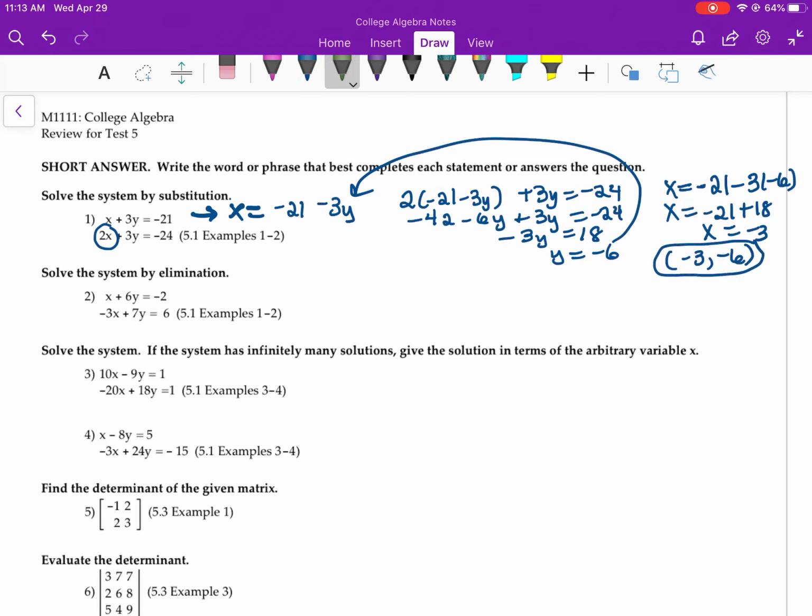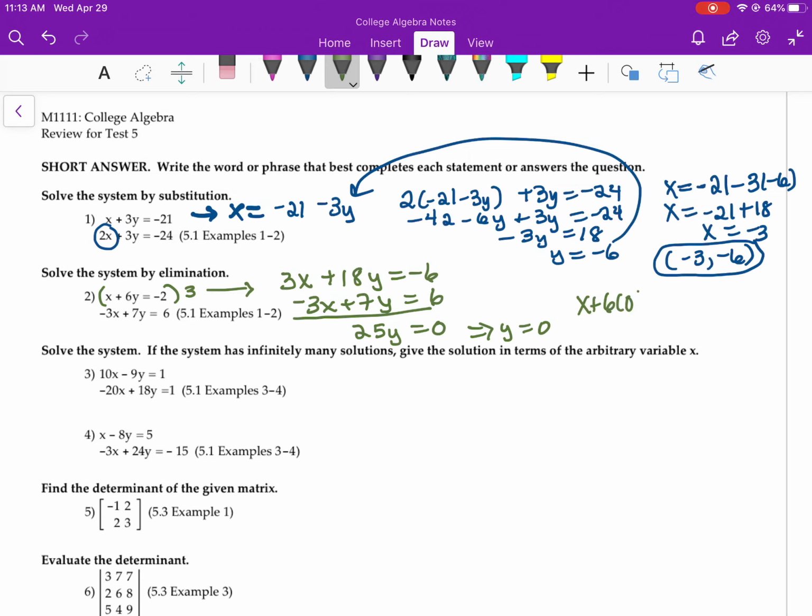Number 2, to solve by elimination. I'm going to triple the first equation. That gives me x's that are opposite in value. 25y equals 0, so y is 0. Then I'm going to plug 0 into the first equation for y. X is -2.